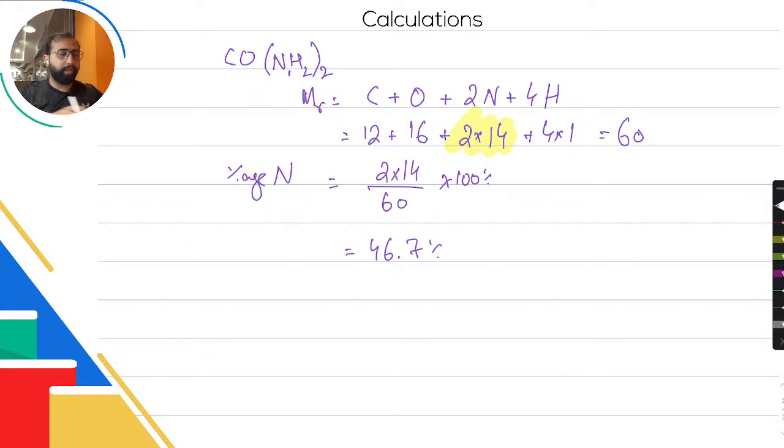So why can't we do it for elements? Of course we can. If I knew the percentage by mass of every element in there, I could actually come back and get this formula. Let me try that. What if I had the percentage of hydrogen here?